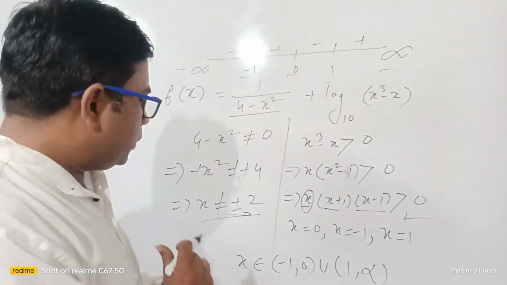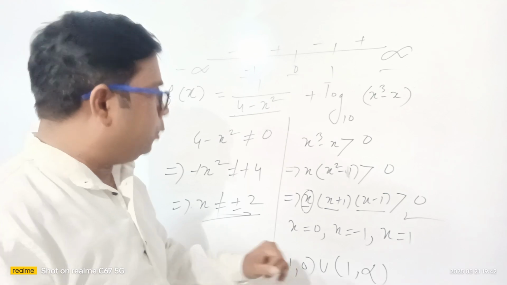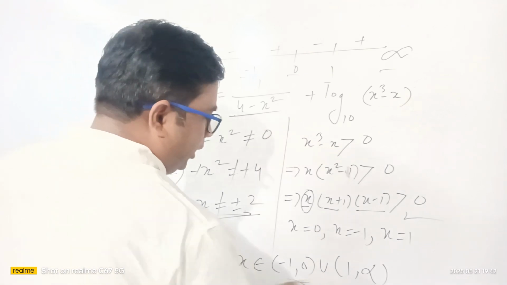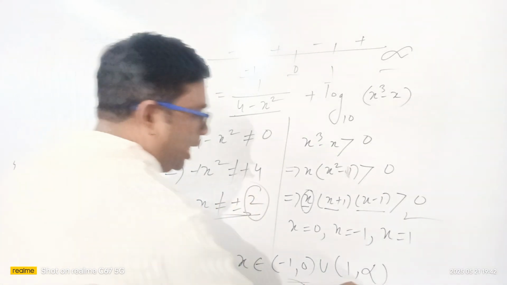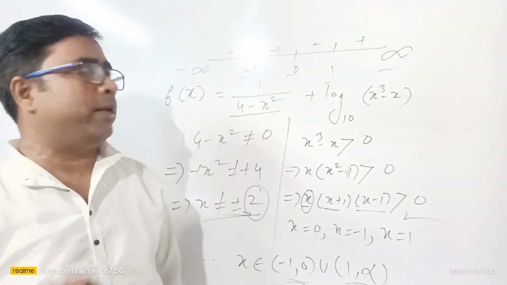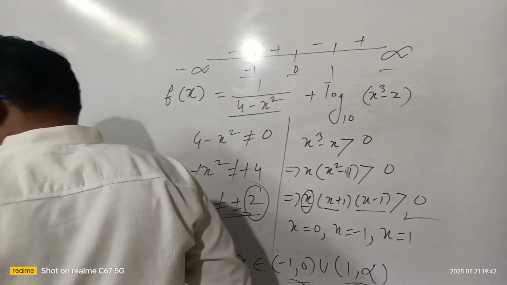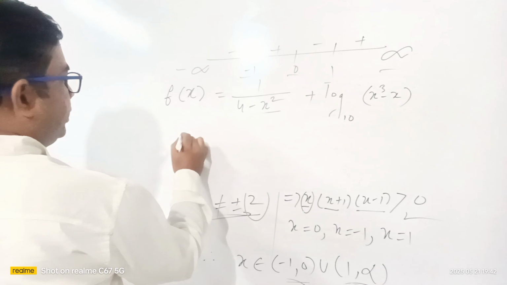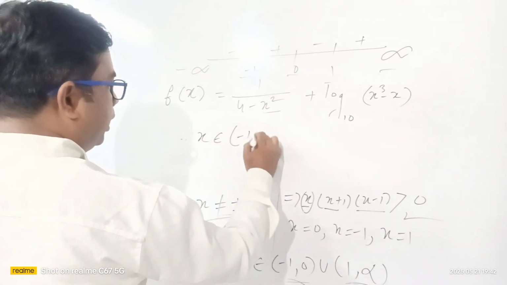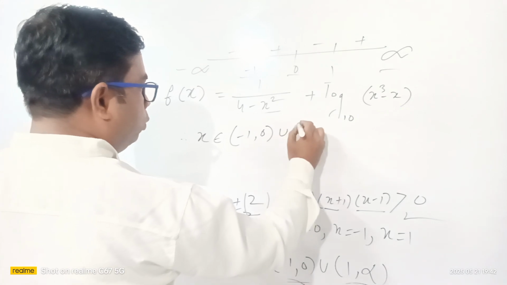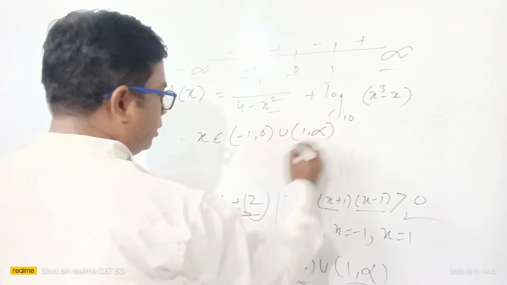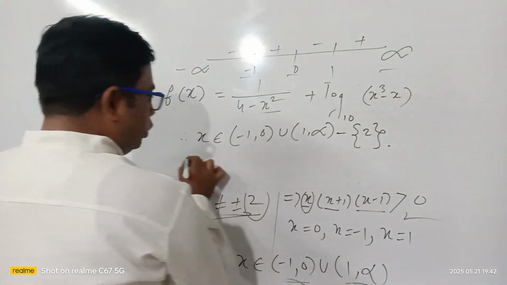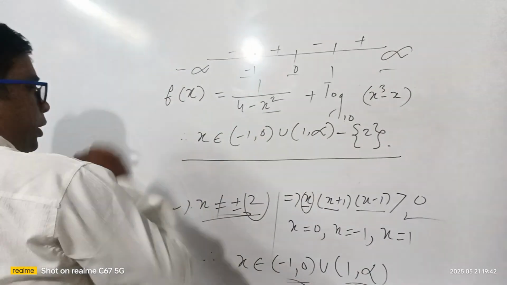Okay, so if we take minus 1 to 0 and 1 to infinity, then minus 2 does not lie in this interval. But plus 2 does lie in this interval, so we have to cancel 2 from here. So finally, what have we got? Finally we have got that x belongs to minus 1 to 0 union 1 to infinity, excluding 2. So this is the domain of the entire function.